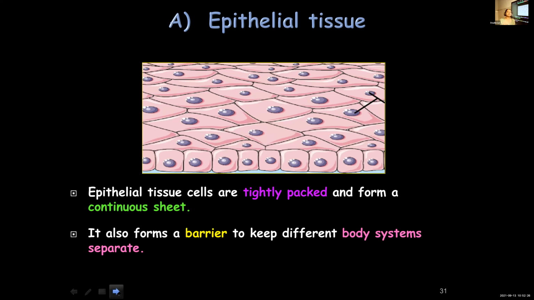It also acts as a barrier. What for? To keep the different body systems separate. So to separate the different body systems in our body, epithelial tissue plays an important role. It acts as a barrier separating different organ systems or body systems.